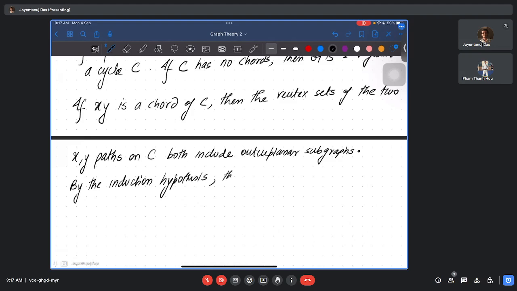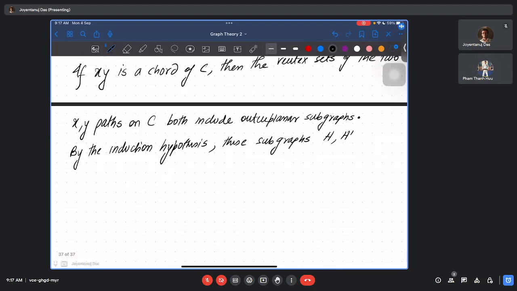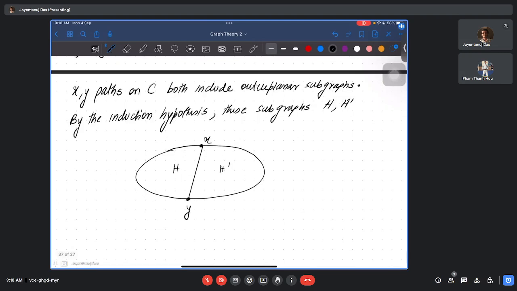These subgraphs, suppose H and H prime. So let us draw one. Suppose this is the cycle, and suppose you have a chord. So this is my chord xy, right? This is my H and this is my H prime, right? So these are the two subgraphs. So H and H prime contain vertices, this is Z, this is Z prime.